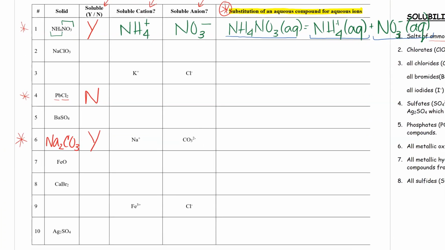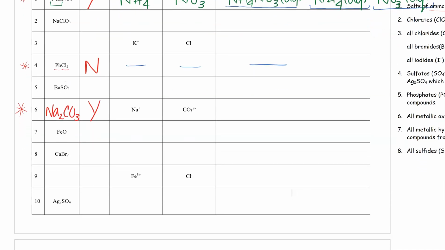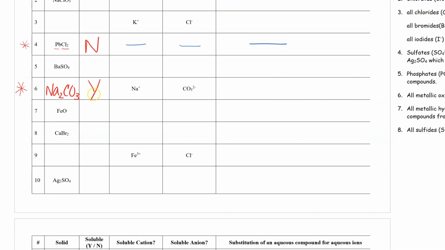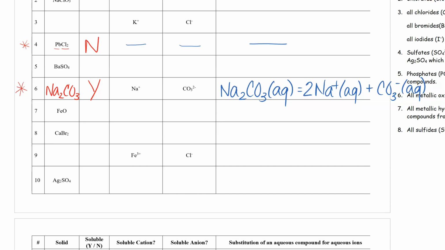So let's look at number 4. For number 4, I said it's not soluble, so it doesn't have a soluble cation, anion, and it doesn't have an aqueous substitution. Let's look at number 6. It is soluble. So if I see something that says Na2CO3 aqueous, I could also write it as Na+ aqueous plus CO3 2- aqueous. And I need 2 of these Na+ because there are 2 over here on the left. It's not like balancing equations, but it absolutely has to do with conservation of matter. If you have 2 Na's, you have to have 2 Na's at the end.